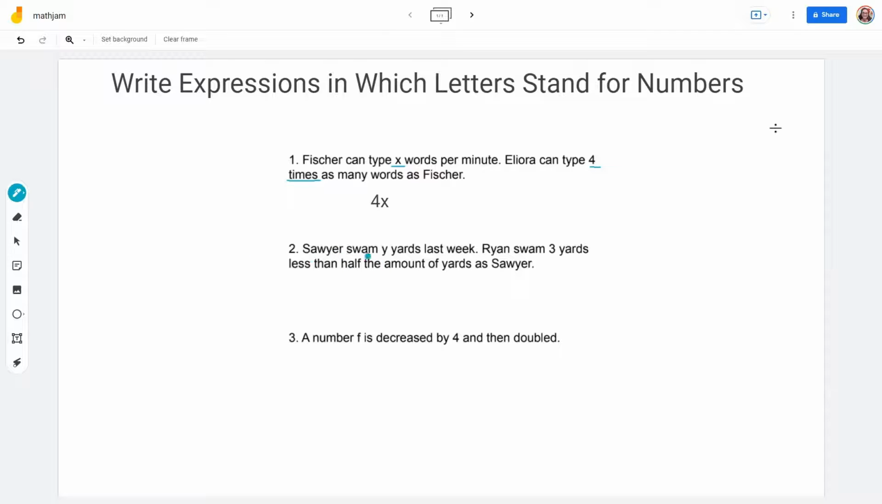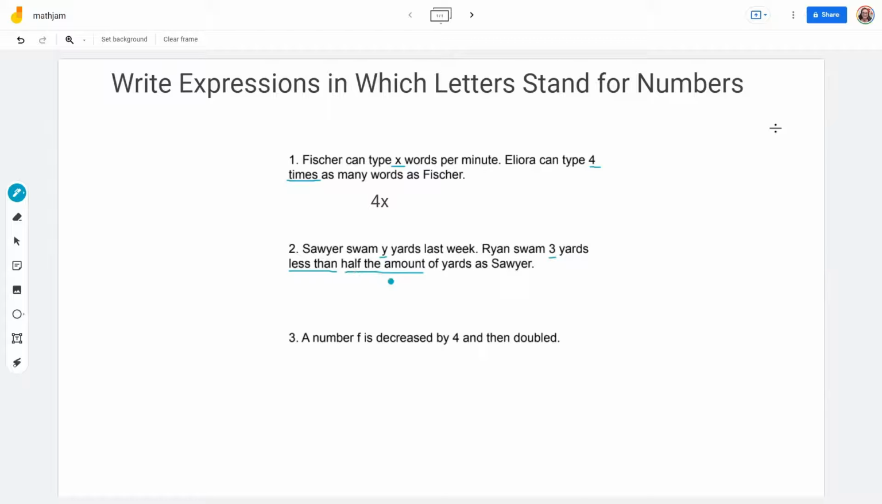Sawyer swam Y yards last week. Ryan swam 3 yards less than half the amount of yards as Sawyer. Let's underline our important information. We have Y yards, and we're going to underline that Y because we know it represents a number. We've got 3 yards, so I'll underline the 3. Definitely underline less than, we certainly need that. And half the amount.